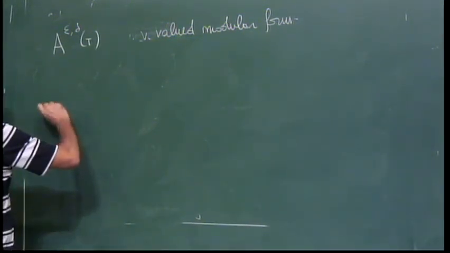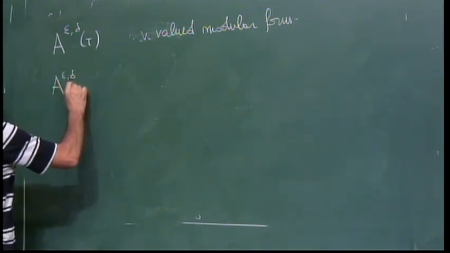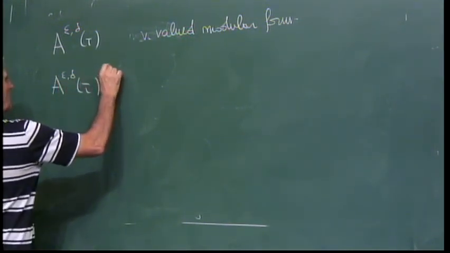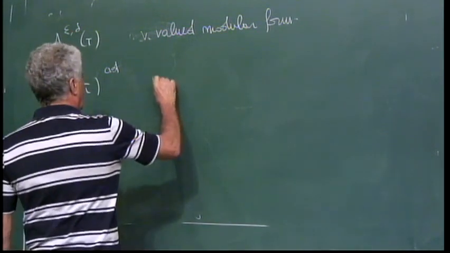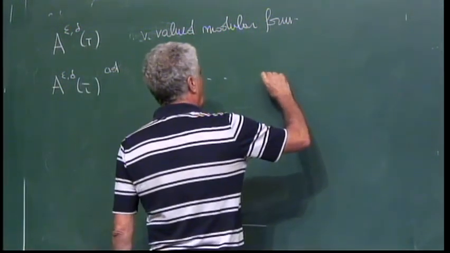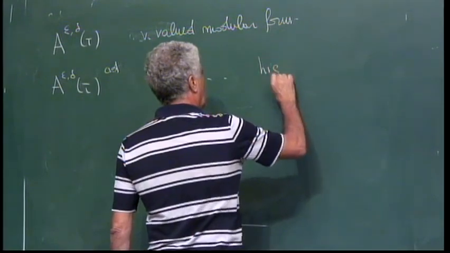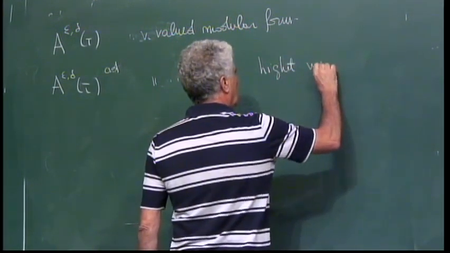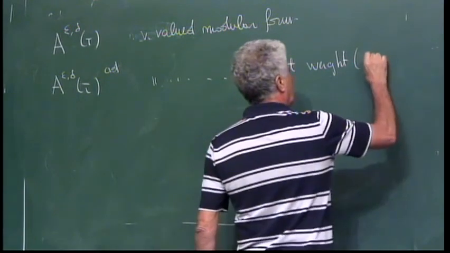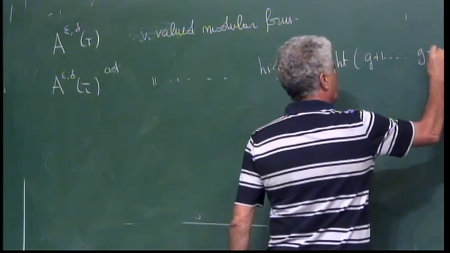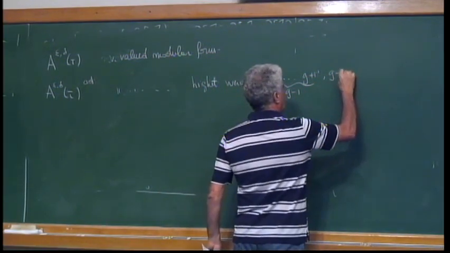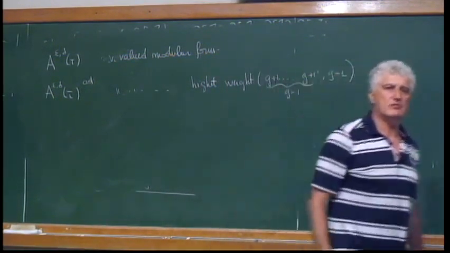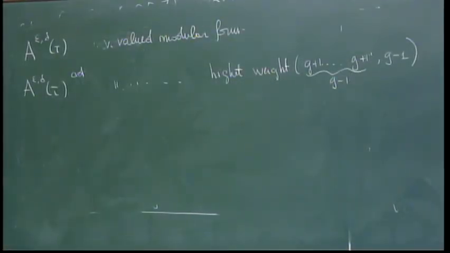So, as I told, if you consider A epsilon delta tau, the adjoint of this, so all the minors g minus 1, g minus 1, this is still a vector valued modular form. So the highest weight is g plus 1, g plus 1. This is g minus 1 times g minus 1. It's just a simple computation from representation theory.